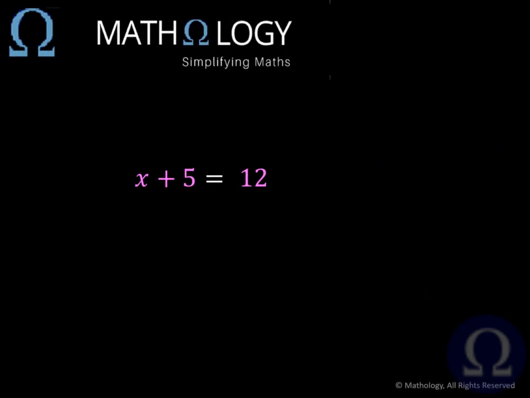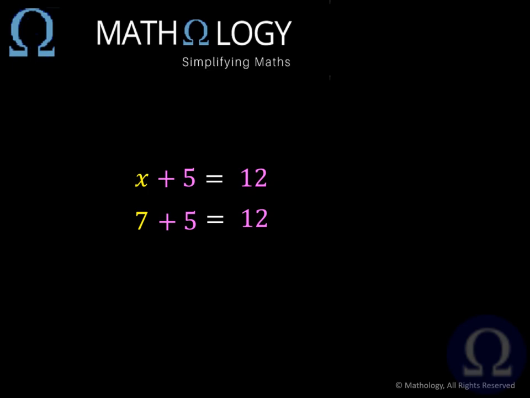If x plus 5 equals 12, then clearly x must equal 7, since there is only one number that when added to 5 is 12, and that number is 7. This is a very simple example. When it comes to more complex equations, the solution is not always immediately obvious.